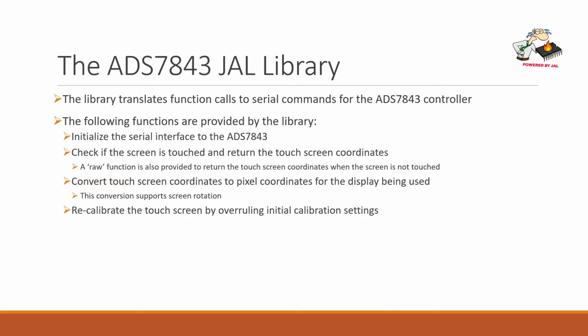There's also a raw function, which means it will return the touchscreen coordinates even when the touchscreen is not touched. There's a function to convert touchscreen coordinates into pixel coordinates for the display. And this conversion also supports any screen rotation that's being used. And if you want, you can recalibrate the touchscreen by overruling some initial calibration settings.